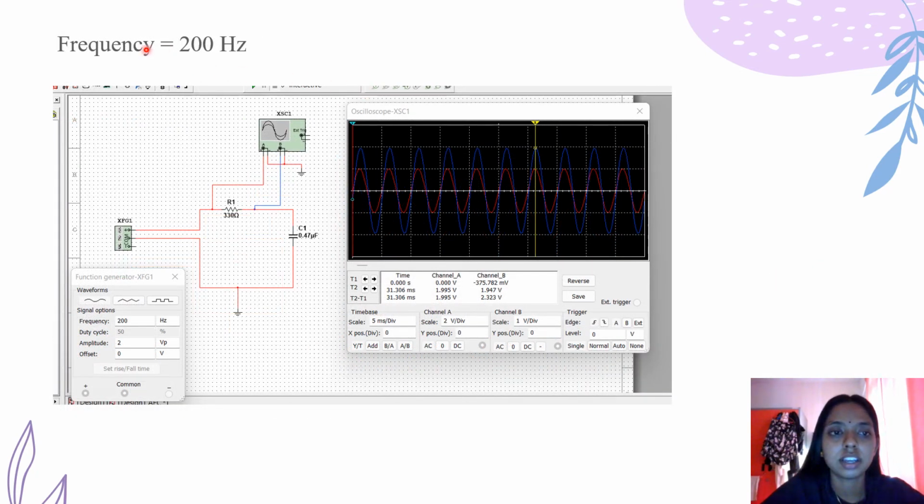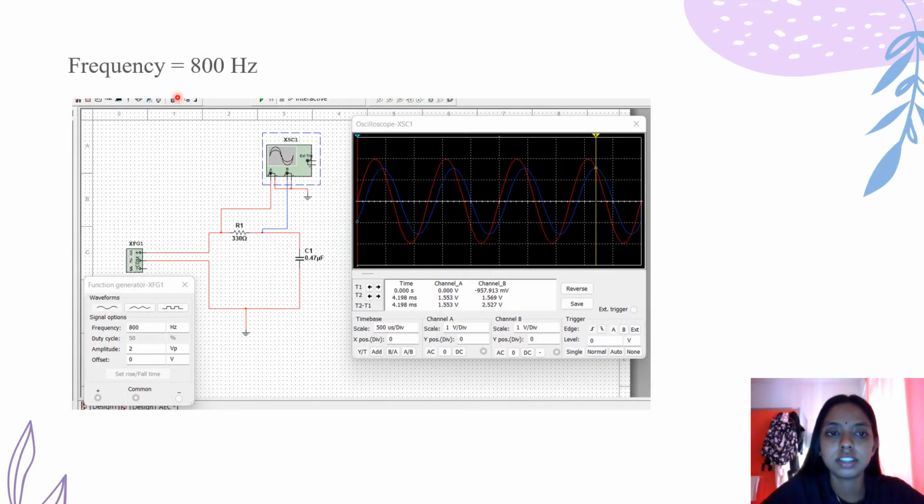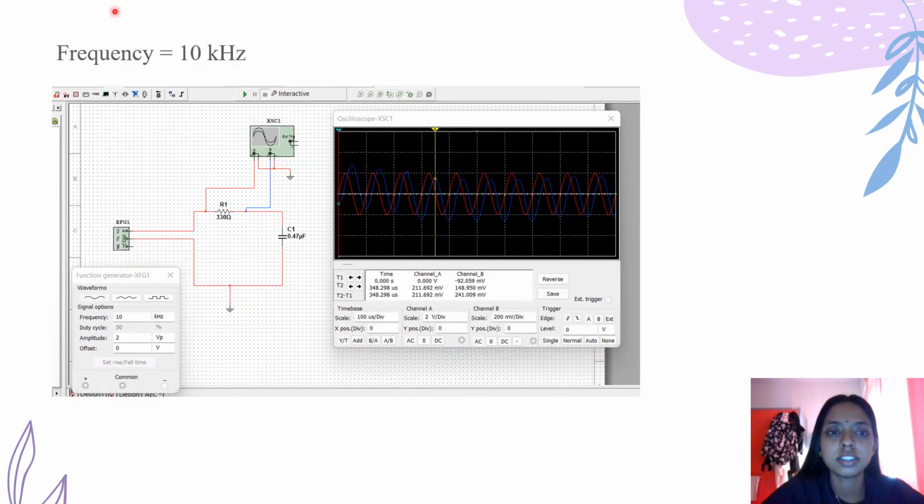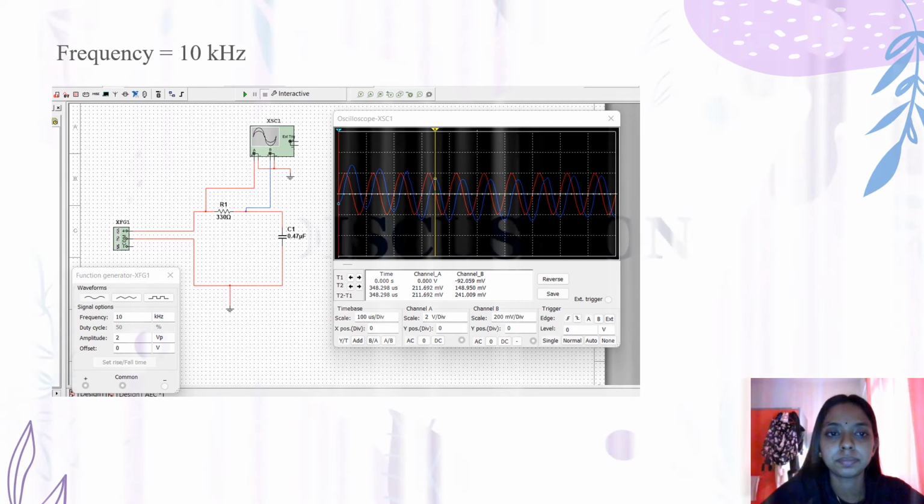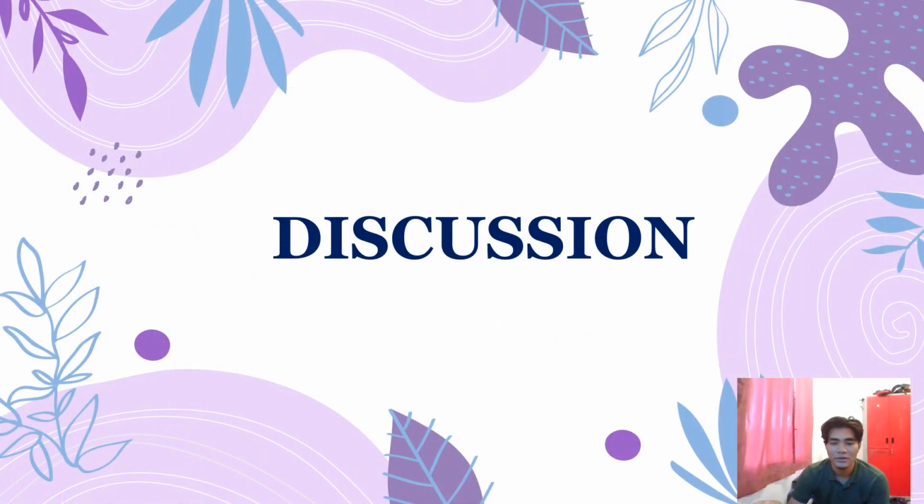This is the second example of frequency 200 hertz. This is the third example for 800 hertz, and this is the final example for 10 kilohertz. After that, we will present to you about discussion.